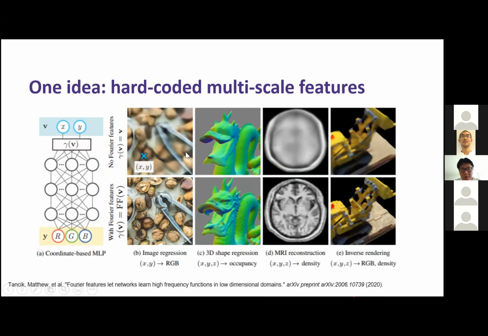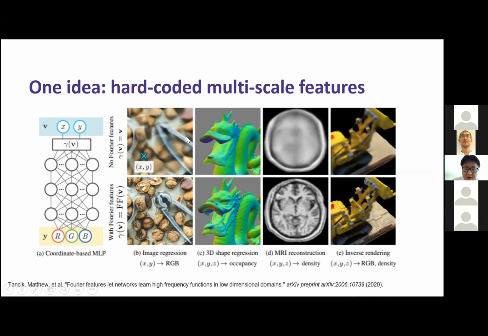One idea to solve this problem is to use hard-coded multi-scale features. The paper is called Fourier features. Basically, when you have x, y, the spatial coordinates, as your input, you pre-process these features by giving them sine and cosine features. Then from there you fit the outcome, for example, the images. And if you do that, you can find much better performance than if you don't.